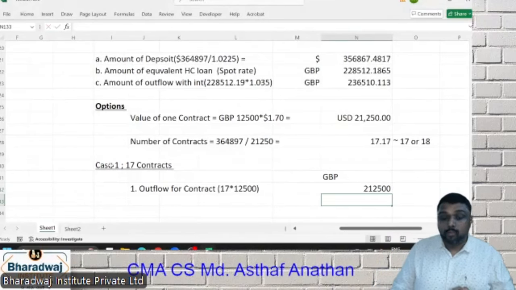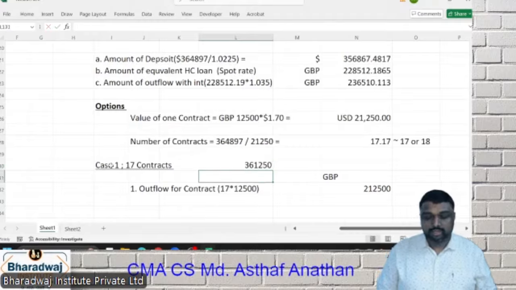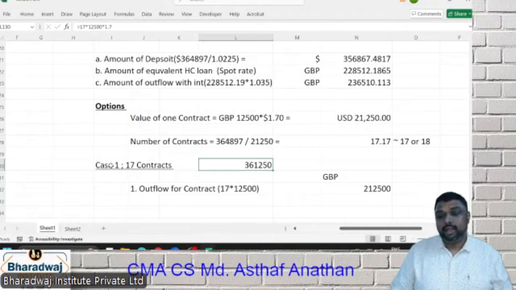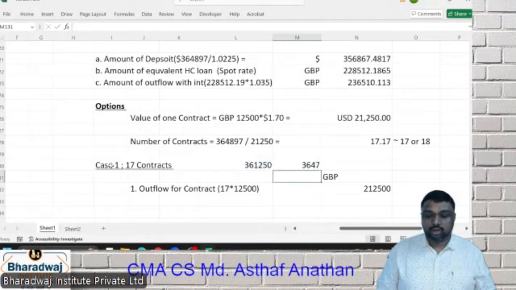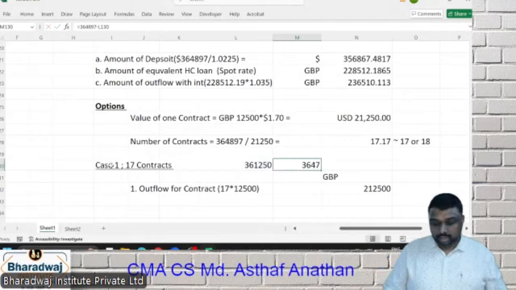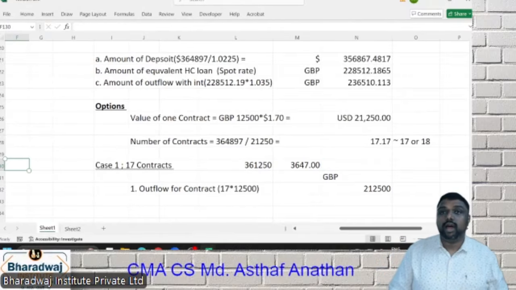So the problem in the 17 contract, you will get 17 into 12,500 into 1.7. You will get only this much. For the balance money, you have a shortage. You require 3,64,897, so there is a shortage of 3,647. This 3,647 shortage you have to get from the forward market.